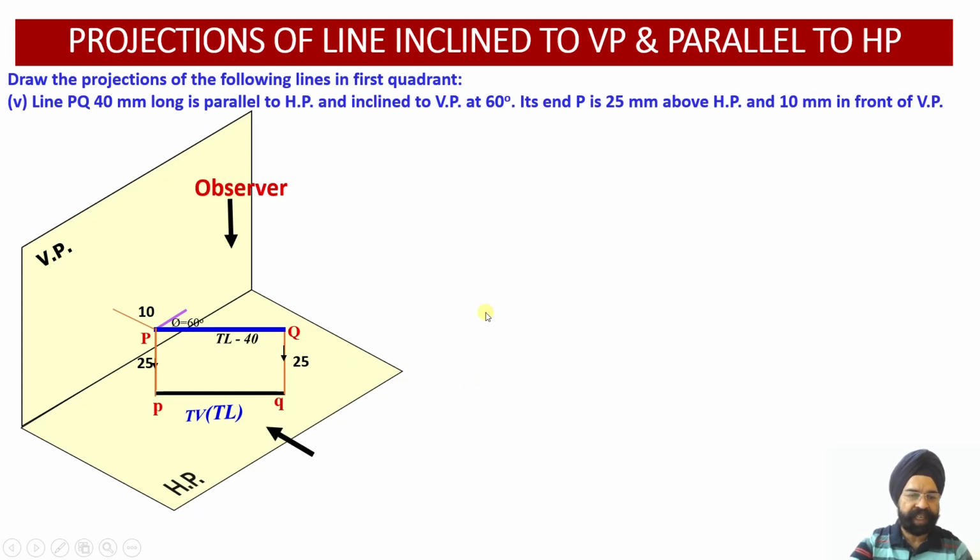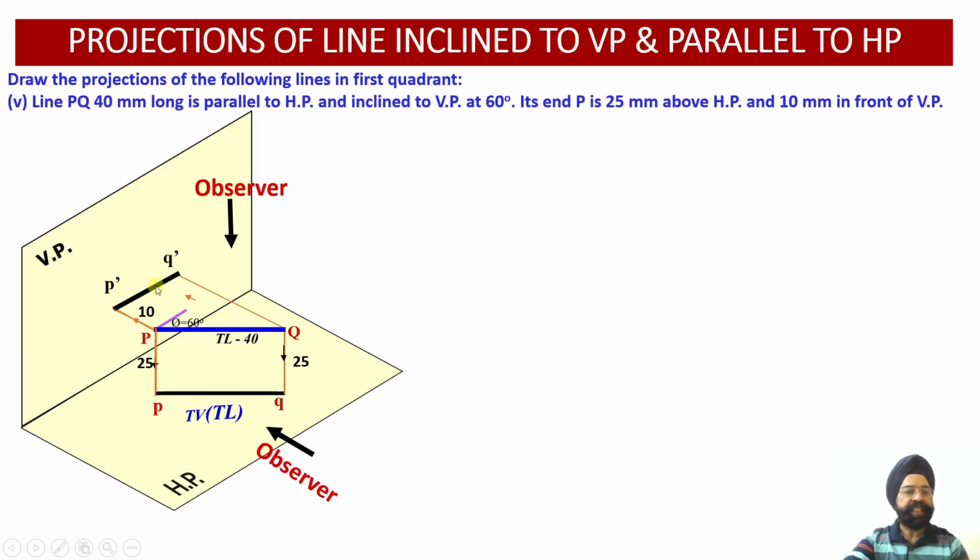Now let's look at this line from the front. Now this line is inclined to the vertical plane, so the projection on the vertical plane will be a shortened one. So as the observer is looking from the front side, this point capital P will be projected on vertical plane over here. This point's name will be small p dash. Similarly, point Q will be projected on the vertical plane over here. This point's name will be small q dash.